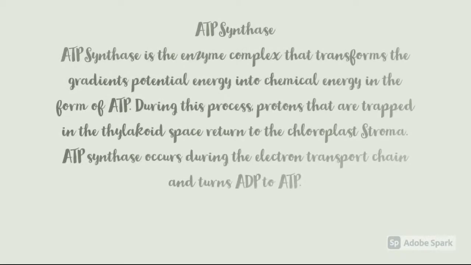ATP synthase is the process that transforms a gradient's potential energy to chemical energy, also known as ATP. During ATP synthase, protons inside the thylakoid are returned to the stroma of the chloroplast. ATP synthase happens during the electron transport chain, turning ADP into ATP.